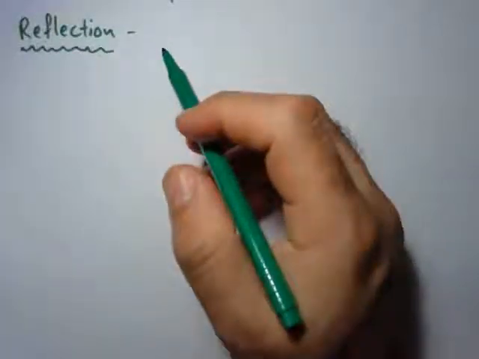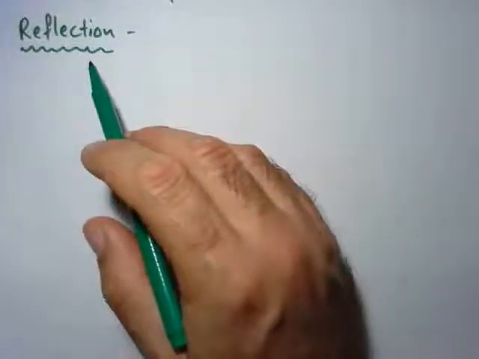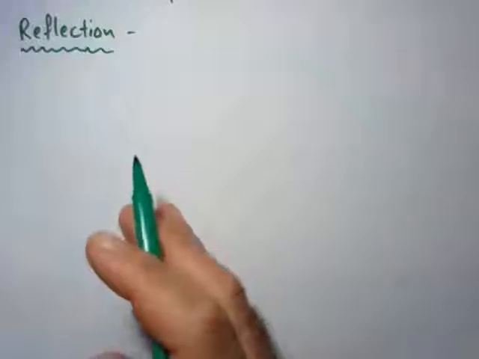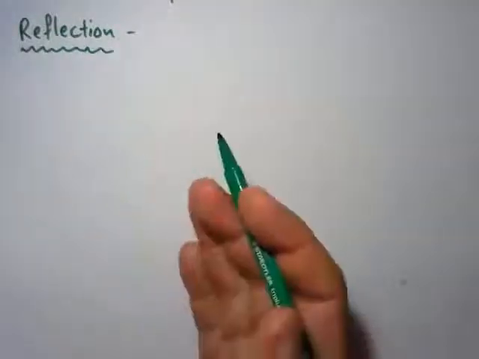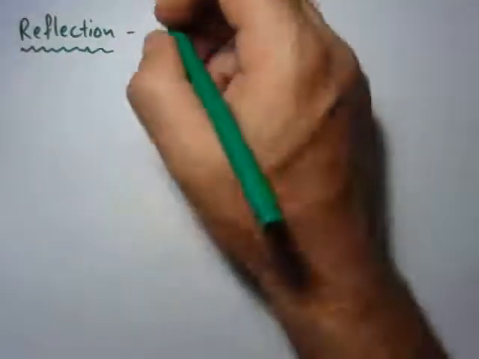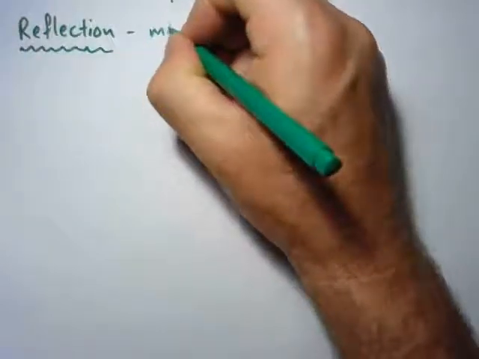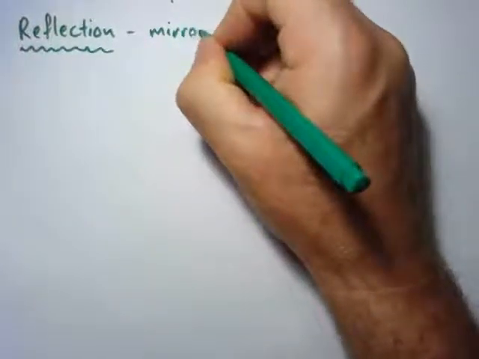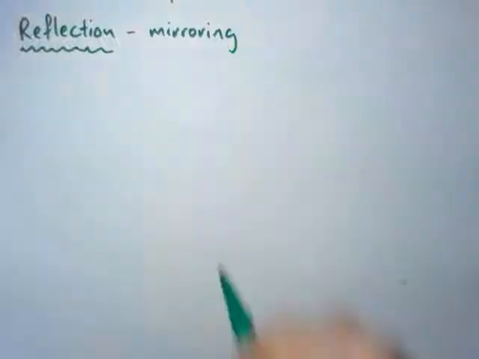The next way of transforming graphs is reflection, and reflection can again happen either in the x-axis or the y-axis. Now reflection is just mirroring. Okay, let's have a look at an example.